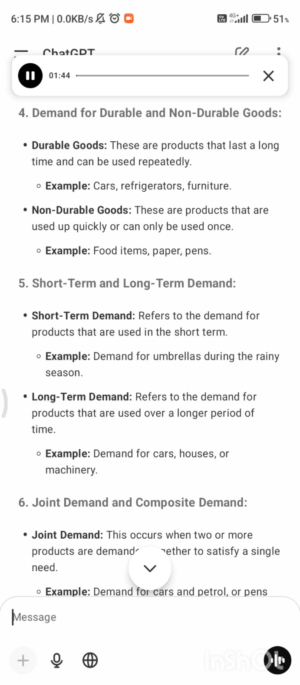Non-durable goods. These are products that are used up quickly or can only be used once. Example: food items, paper, pens. 5. Short-term and long-term demand.